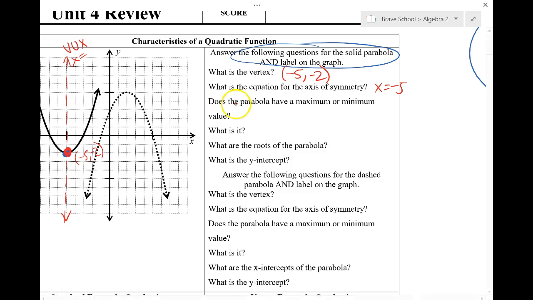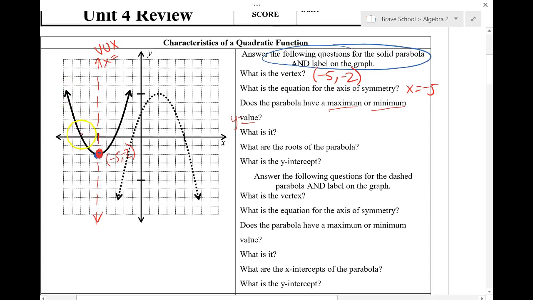Now the question is, does the parabola have a maximum or a minimum value? Now remember, when it says value, we're talking about y value. Anytime you see the word value, we're talking about the y's. Does it have a maximum? Well, let's look at it. It kind of slopes down and then goes up. So it's a valley, so that means it has a minimum. So yes, it has a minimum.